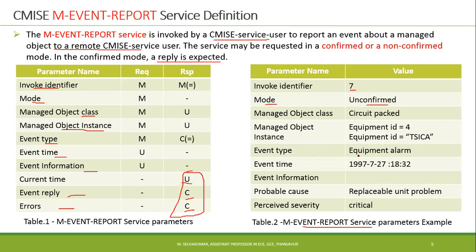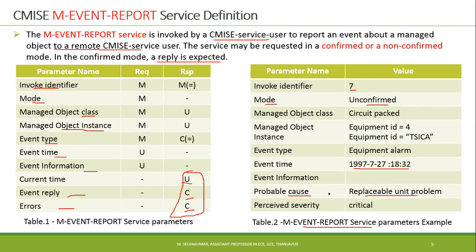The event type you have to mention here is equipment alarm. The event time, at what time it occurred, will be mentioned here, 1832, that is evening 6:32, and the date is mentioned. Event information is identified, that is a user option that can be sent or not sent. The problem cause in this circuit pack, equipment ID 4, is replaceable unit problem.